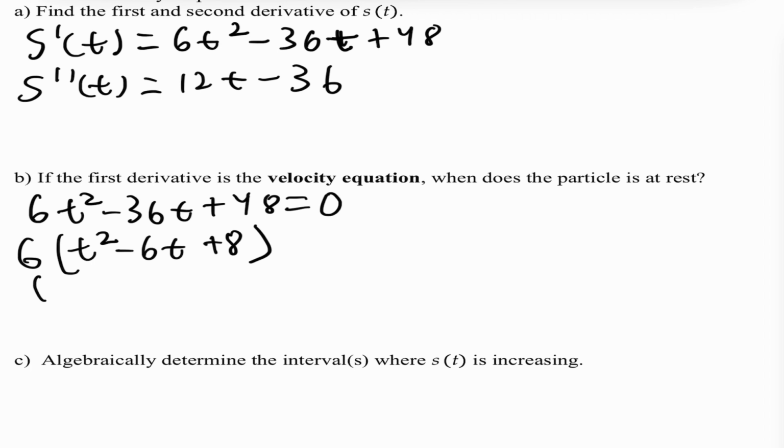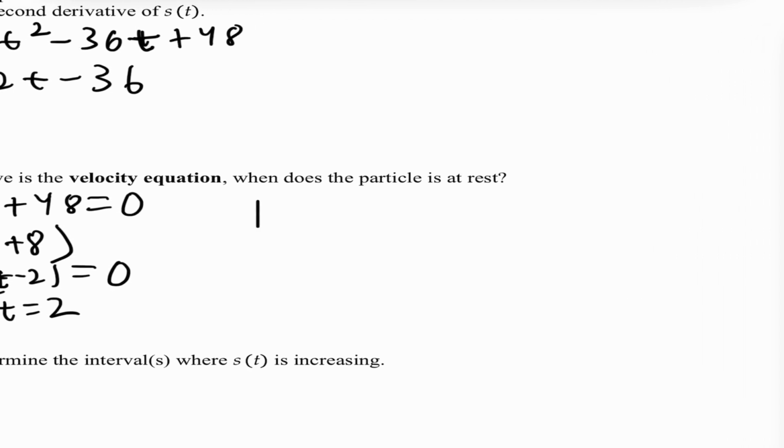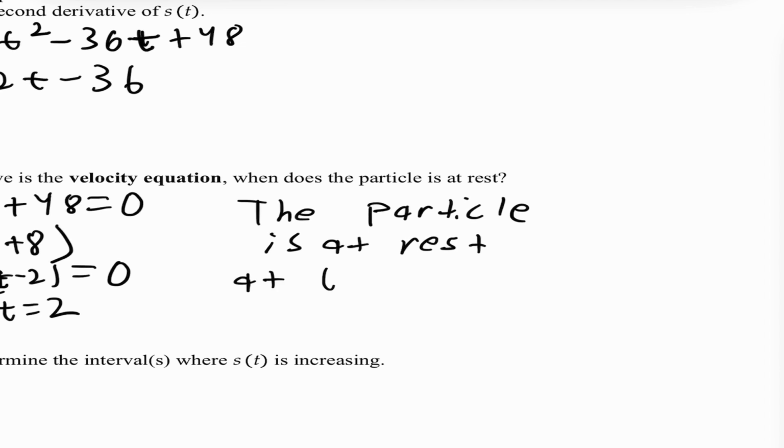This factors out to t minus 4 and t minus 2. So we'll have t equals 4 and t equals 2. So the particle is at rest at t equals 4 and t equals 2.